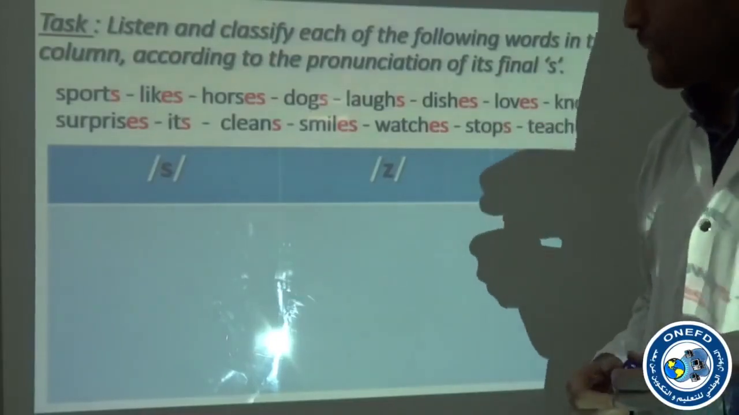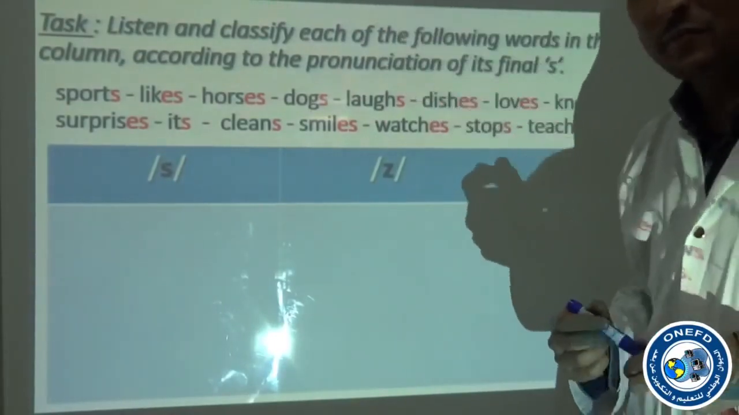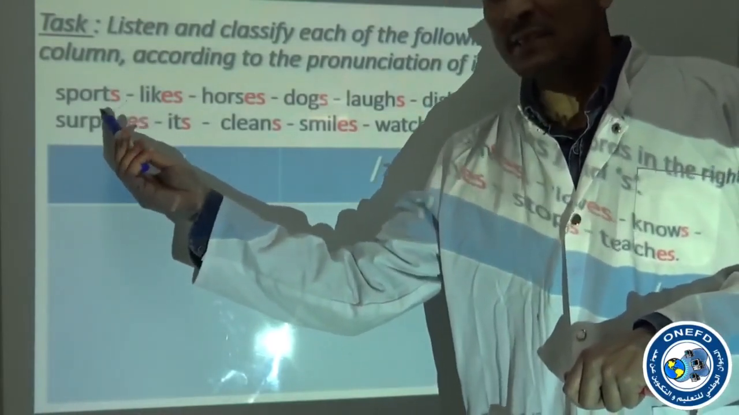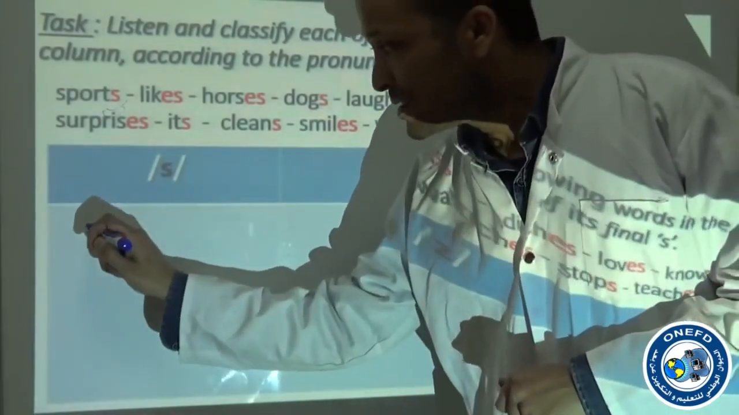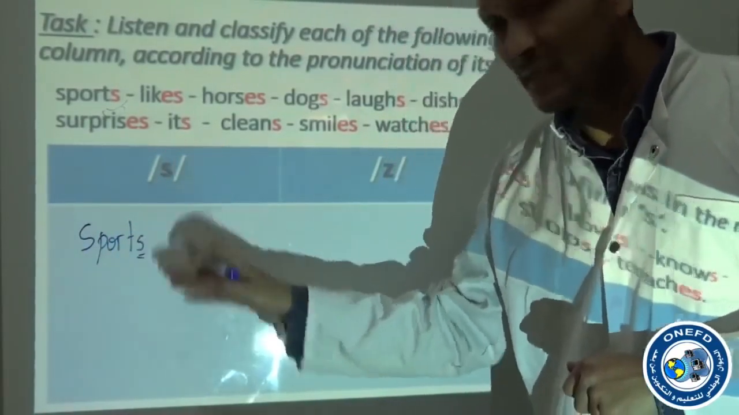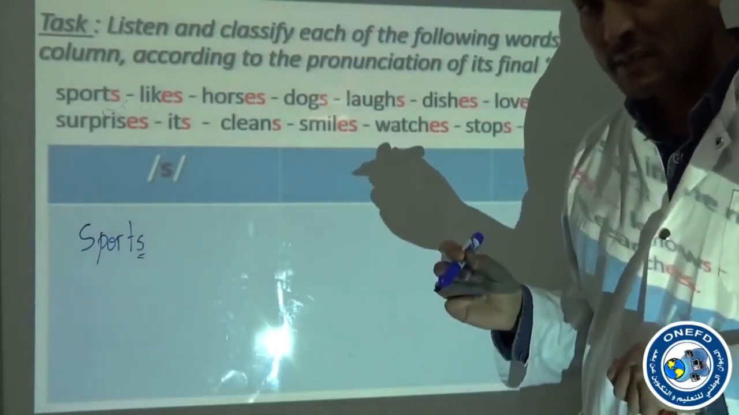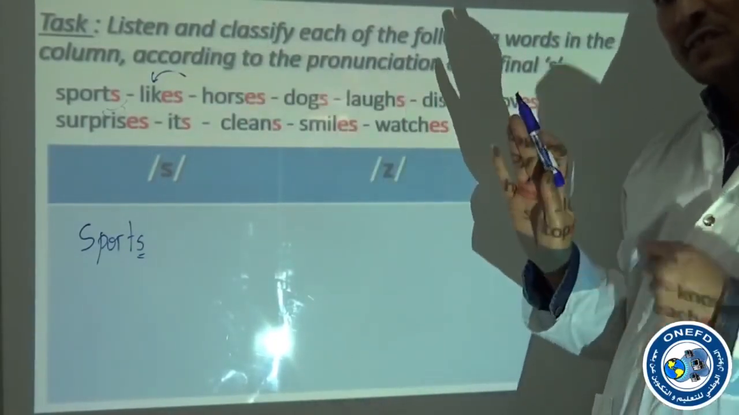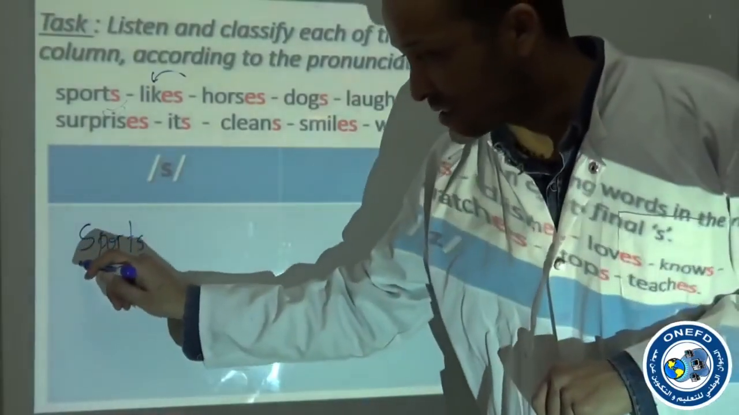Have you finished? I'm sure that you found the correct answers. Let's see them together. The first word, sports. The letter S is pronounced s, that's right. So I write it here in this column. The second word, likes. What's the last sound without S? Of course, it is K. So we pronounce it s. We say likes. Same column.